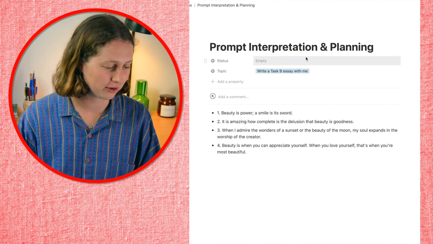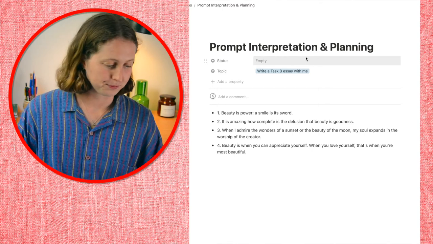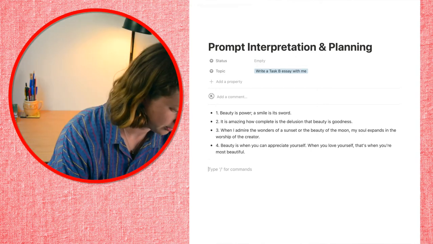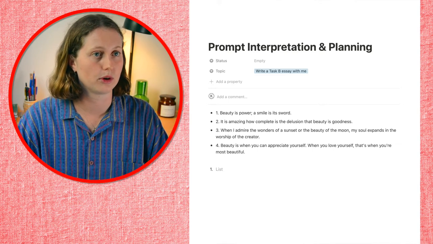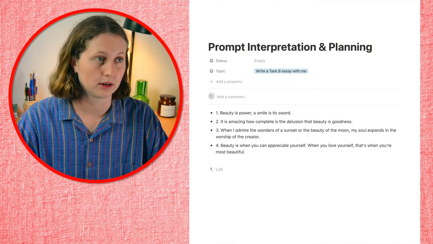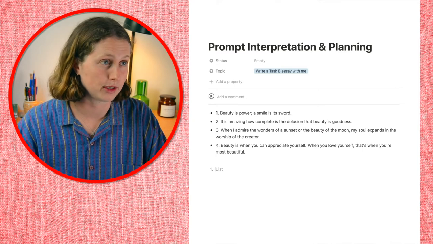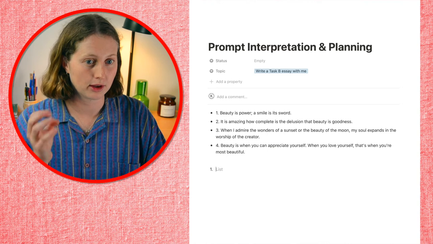Okay, so once I've read them through, I rewrite them in my own words. Same thing as I did in the last one. So the first one I've got is beauty is power, a smile is its sword. Okay, so a smile is the weapon of beauty. A smile is the weapon of the power that is beauty. So beauty is the power and we use smiles as the weapons.